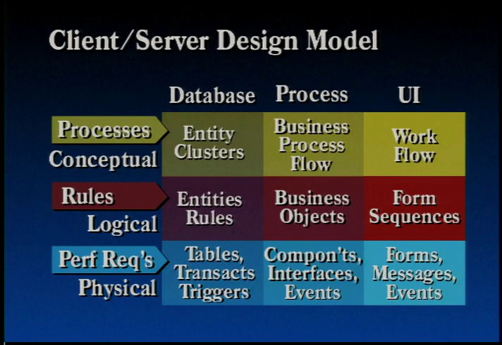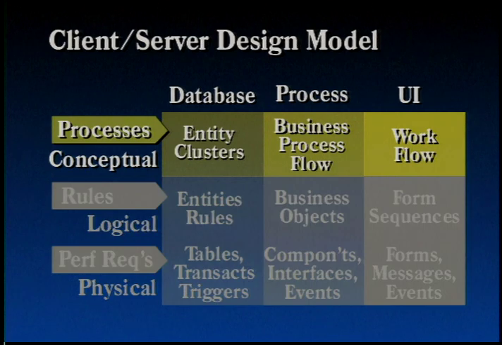Now, going back to our original 3x3 matrix, here's a way to think about the actual steps in the life cycle. We actually have three different parts of our application conceptually corresponding to the three layers: the database, the process layer where all the business rules live, and the desktop application layer where the user interface lives. As we move our way through the design process, we start out thinking about the application conceptually. We think about things like entity clusters on the database side, where things are the most technical and have evolved the most. On the UI side, we think about workflow. On the process side, we think about something called business process flow.